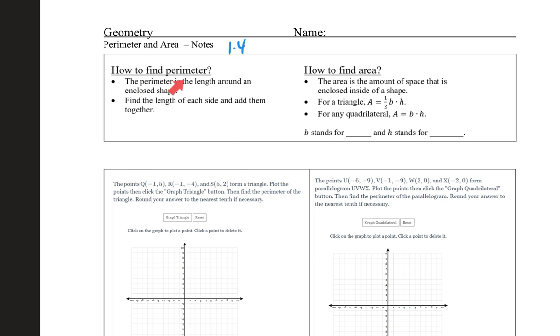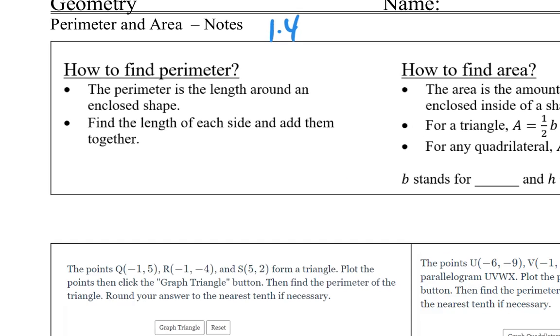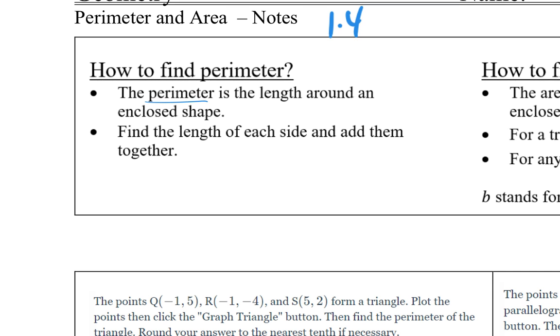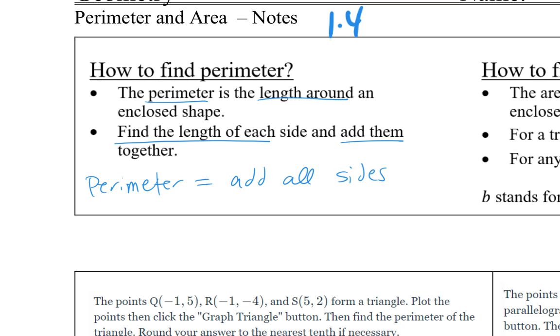All right, so we talked about perimeter and area in previous years. Let's remind ourselves what perimeter is. You may remember perimeter is the length around an enclosed shape. To find it, all we do is find the lengths and add them together. So perimeter equals add all sides.